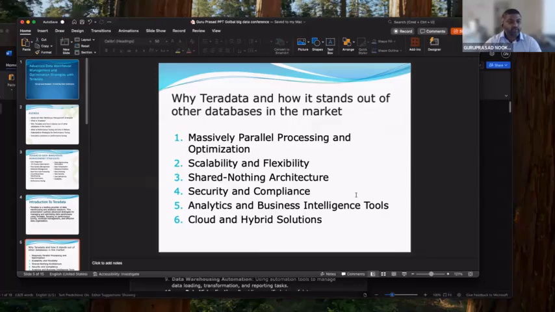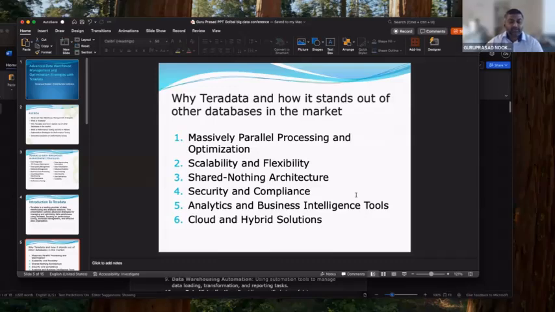And moving to the next one, advanced analytics and business intelligence tools. Here, Teradata is not just a transactional system, but also excels in advanced analytics such as machine learning, predictive analytics, and large-scale data mining. It integrates well with data science tools like Python and Teradata Aster. Teradata Aster is a different tool, an internal tool that Teradata provides for in-database analytics.